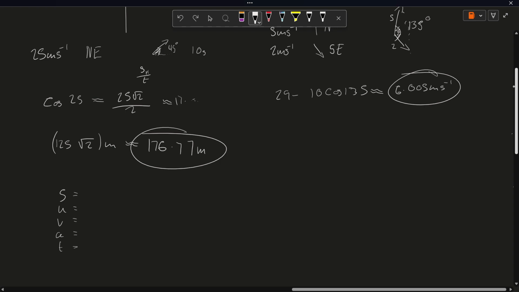We want to find out this. We have this. It's just 25 meters per second. Well, no, we need to resolve it. This is just 25 sine 45, which gives you some random other thing. I'll just leave it like that. And our final should be 0 because we want to find the highest point.